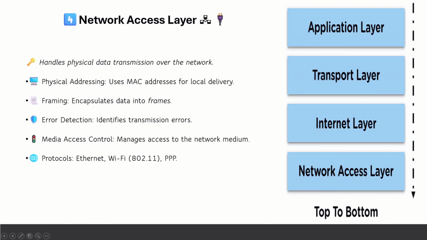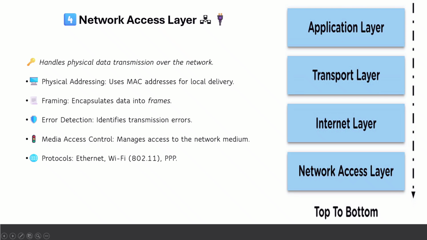4. Network interface layer. Physical transmission: the link layer is responsible for the physical transmission of data over the underlying network medium. It interacts directly with the hardware. Media access control: this layer controls how devices share the network medium, for example, Ethernet, Wi-Fi. It uses protocols like CSMA/CD, carrier sense multiple access with collision detection, or CSMA/CA, carrier sense multiple access with collision avoidance, to manage access to the medium.